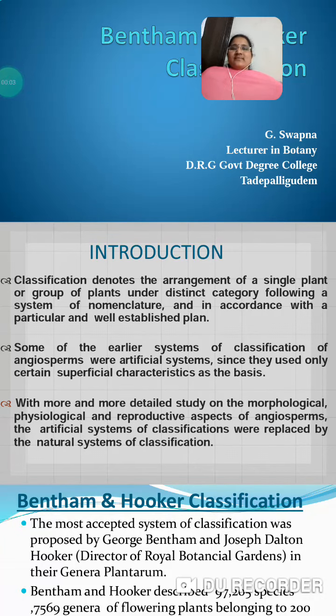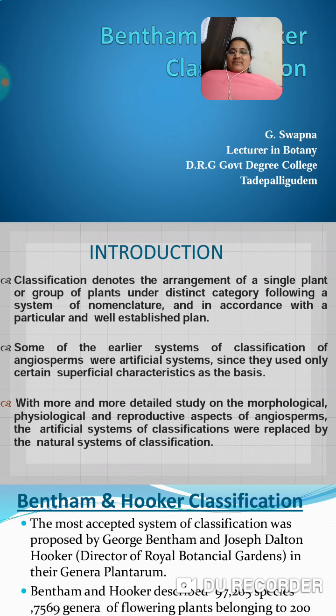Hi students, this video lesson is about the Bentham and Hooker system of classification. In taxonomy, you already know there are three major aspects: identification, nomenclature and classification. Identification is the process of identifying the plant, and nomenclature is giving a particular name to the plant. After identification and nomenclature, the next step is classification.